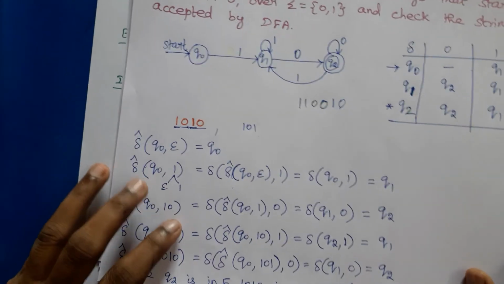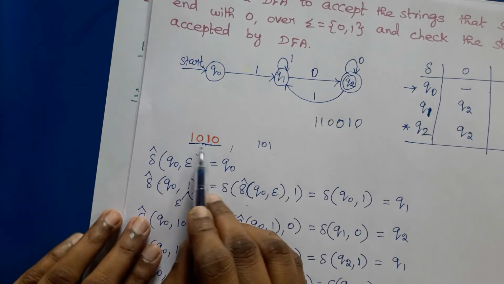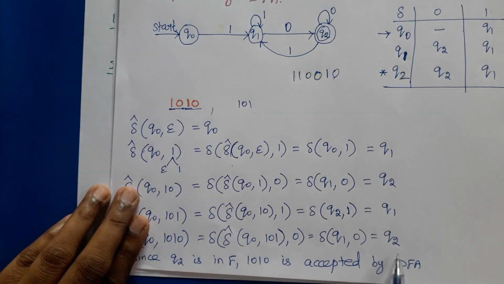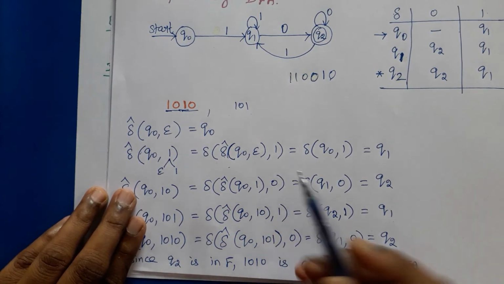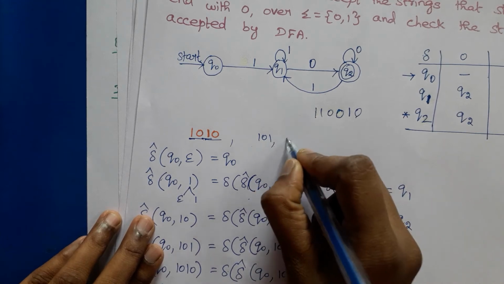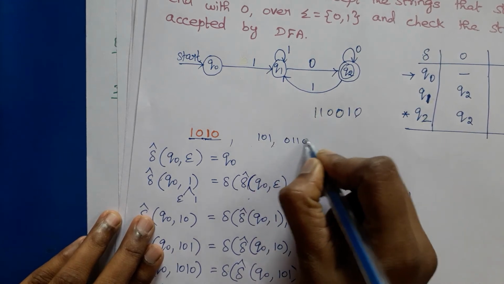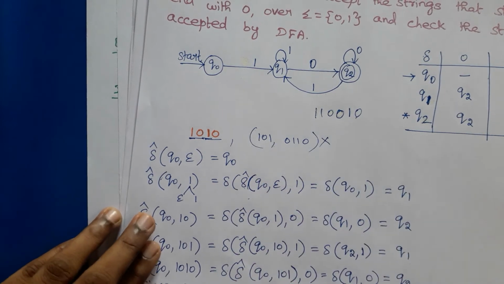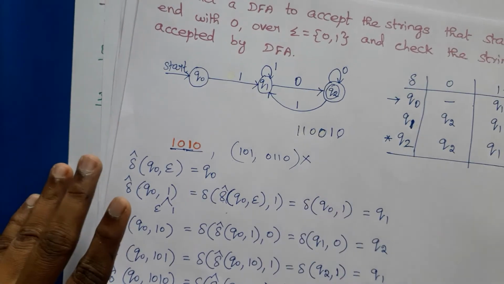So if you consider a string starting with 1 and ending with 0, it will definitely reach the final state q2. Otherwise, for example 1 0 1 0 1 1 0, these types of strings will definitely be rejected by our DFA. Thank you.